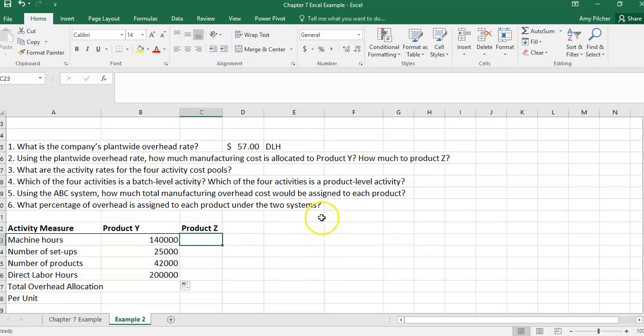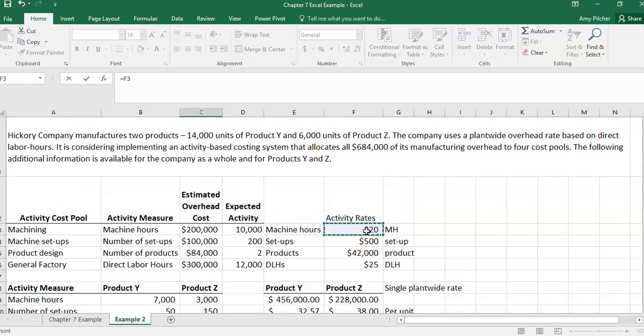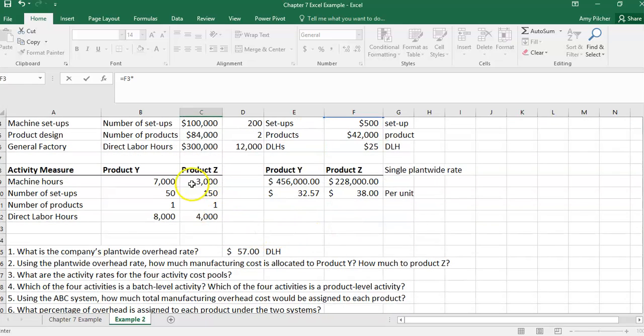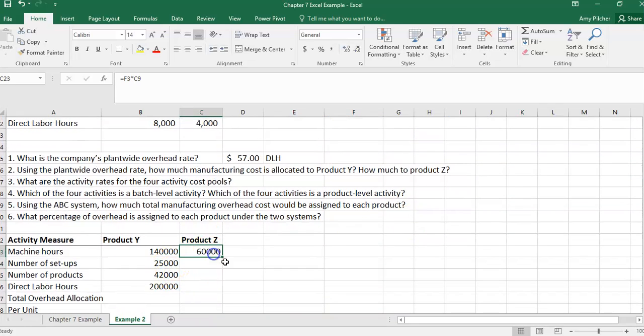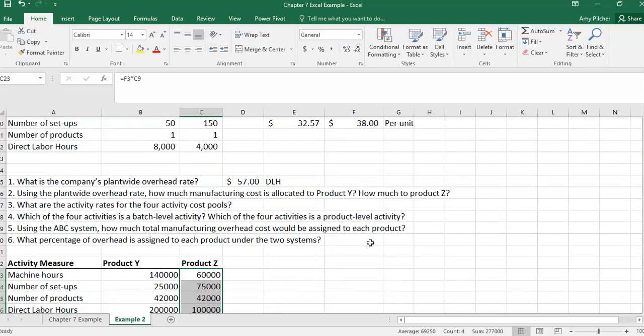We can do the same thing for product Z. I'm going to take that $20 rate for machine hours times the number of machine hours for product Z. And I'm going to copy that formula down so it does all of the math for number of setups, 150 times the rate of $500 per setup.